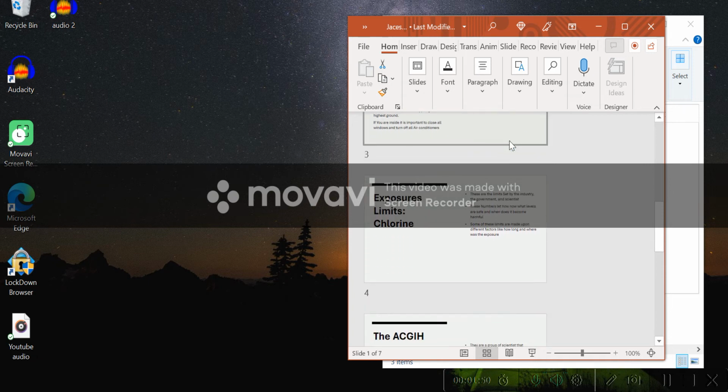Exposure limits. These things called exposure limits are set by the industry, the government, and scientists. These numbers let us know what levels are safe and when it becomes harmful to ingest these chemicals. Some of these limits are made up of different factors, like how long or where the exact exposure occurred.